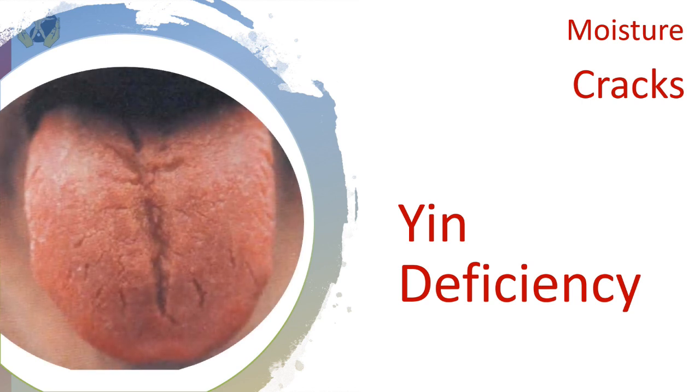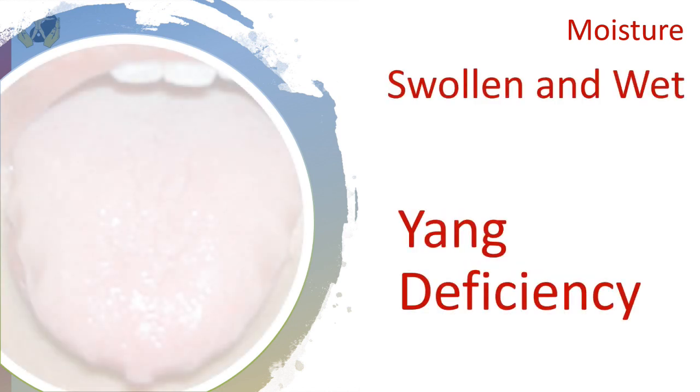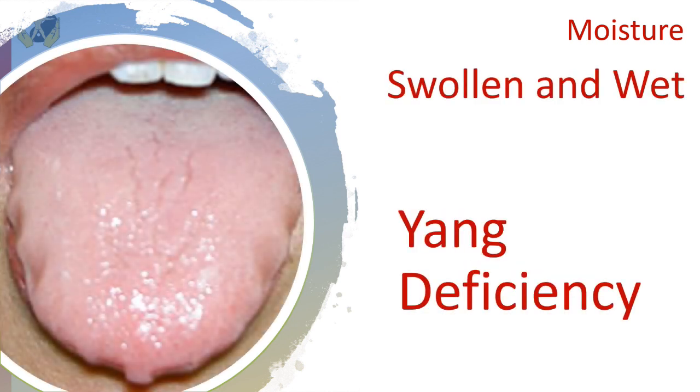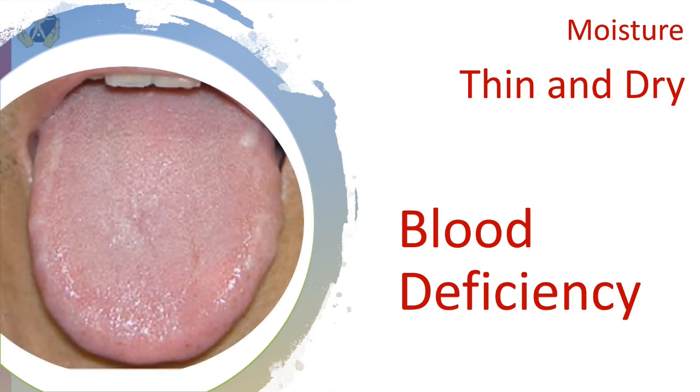A deficiency of moisture may lead to cracks on the tongue. They can be deep or superficial cracks. This would be a yin deficiency. If we see an excess of moisture on the tongue, in other words a wet tongue, this may also be swollen. It indicates a yang deficiency. And if the tongue is thin and dry, this indicates a blood deficiency.